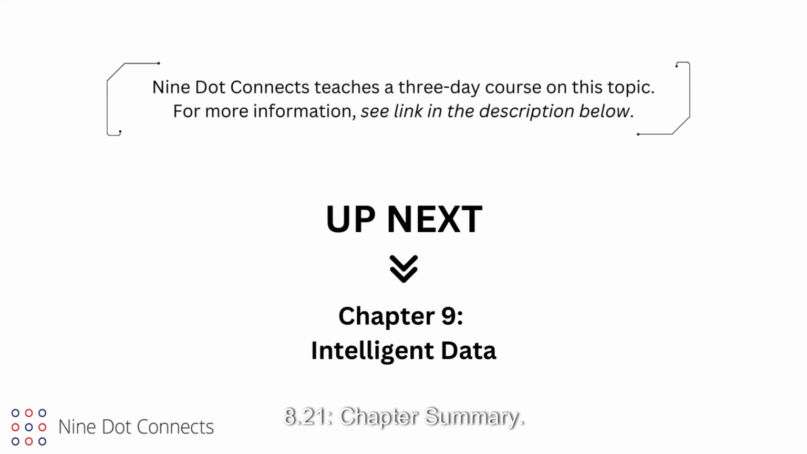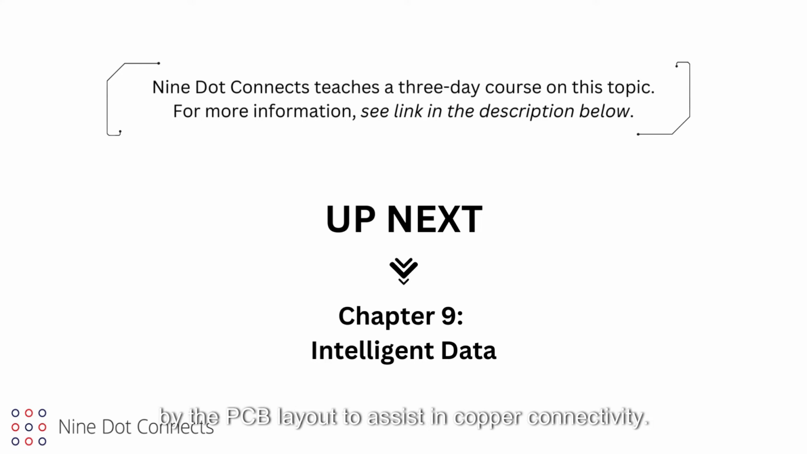8.21. Chapter Summary. The creation of symbols is a necessity to complete a schematic design. With over 1 billion components on the market, symbols will have to be made. Though some companies have a dedicated library group for this purpose, most designers will have to create symbols. The symbol has two purposes. It is vital for the netlist, which is used by the PCB layout to assist in copper connectivity. It is also used to make the circuit human readable.